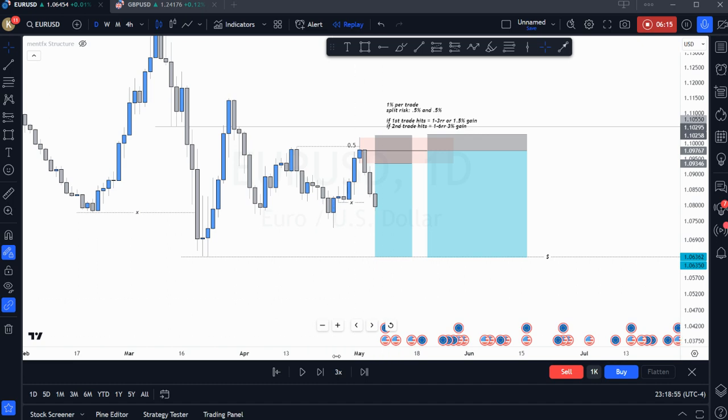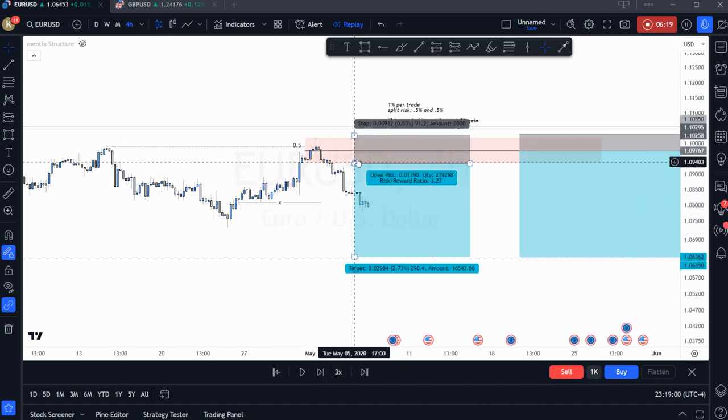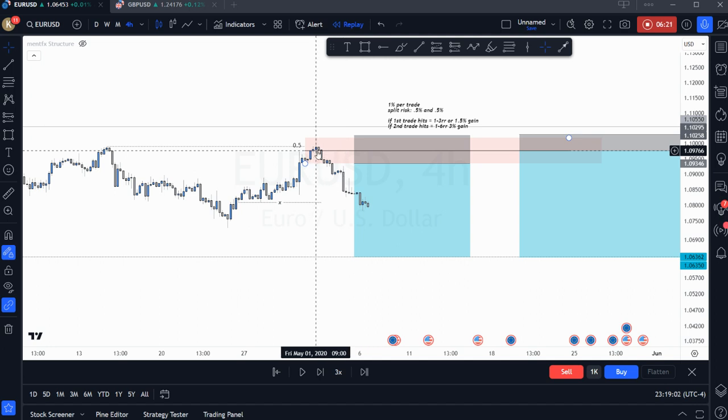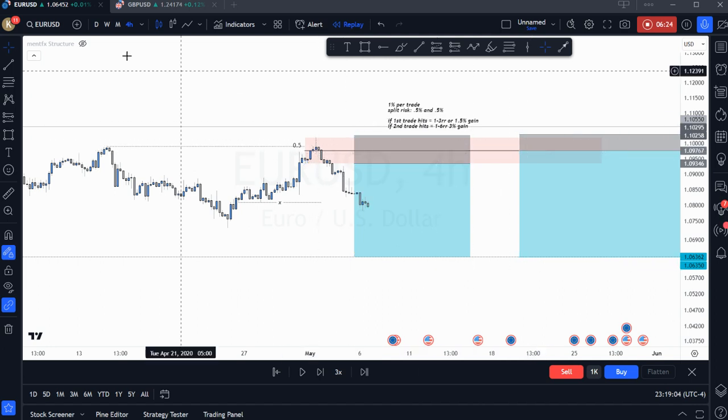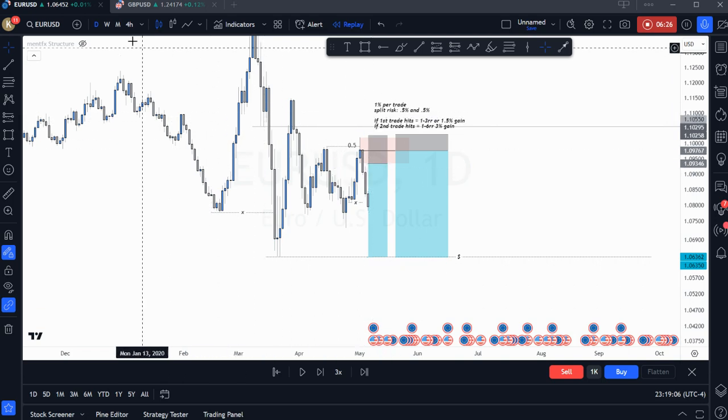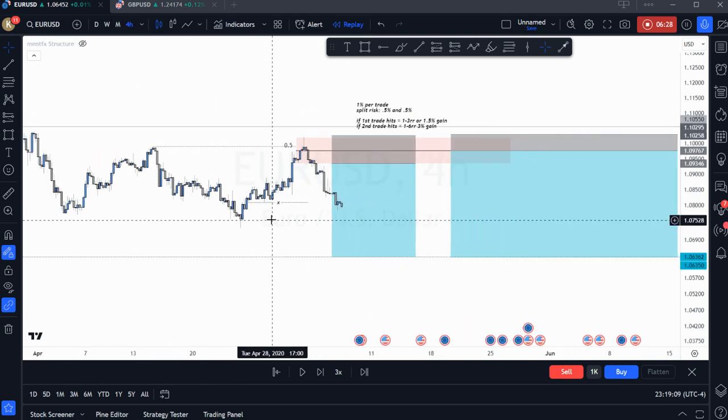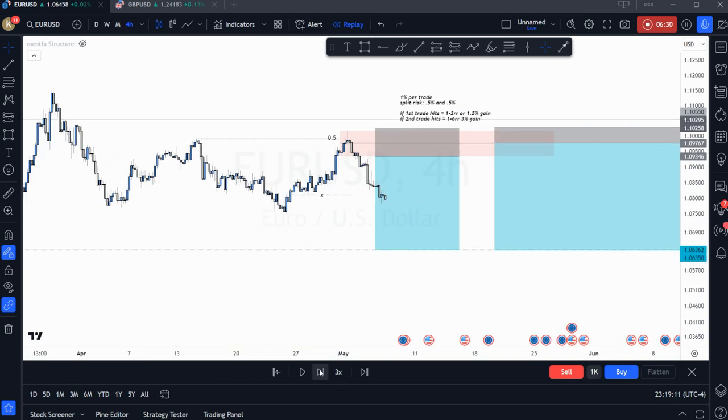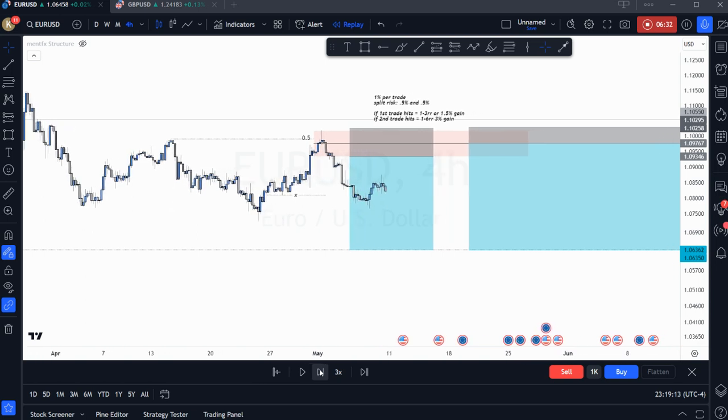Again, these are daily entries anyway, so I'll go into the 4 hour. They don't need to be here. Let's see what this entry looks like. So this entry is on the actual 4 hour order block. This one. So that's good. I'll actually play from the 4 hour. Have it go.